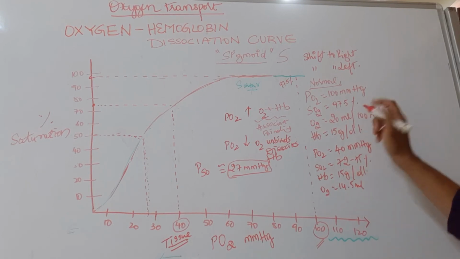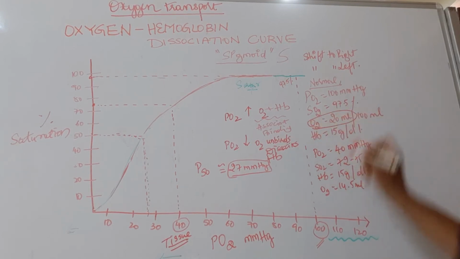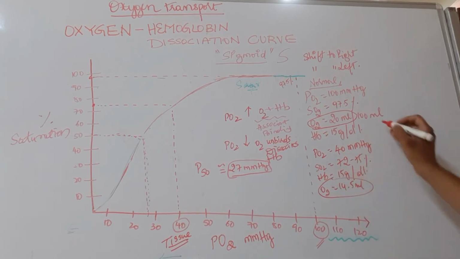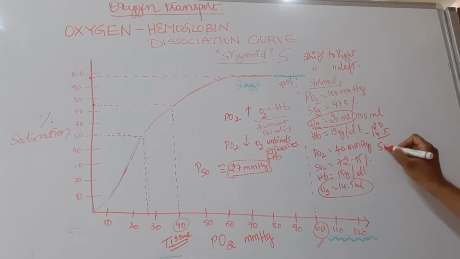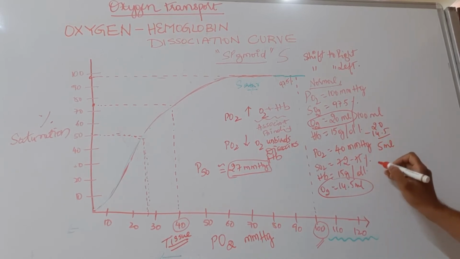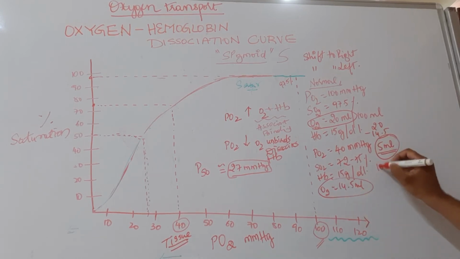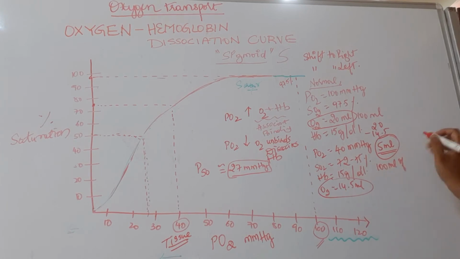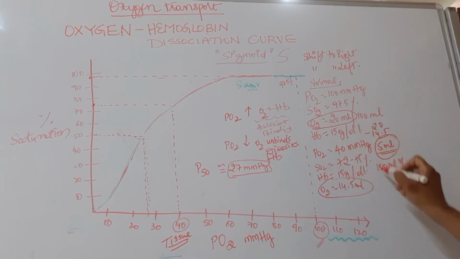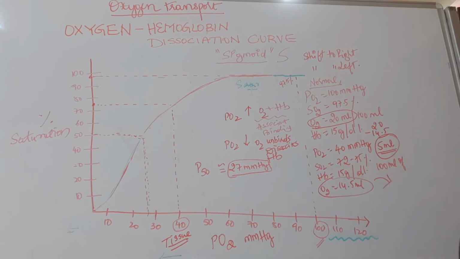then the oxygen carried is about 14.5 ml. So here the oxygen carried is 20 ml, and here the oxygen is about 14.5 ml. Therefore, 20 minus 14.5, around 5 ml of the oxygen is yielded by 100 ml of blood. So where did the 5 ml go? It went to the tissue inside.